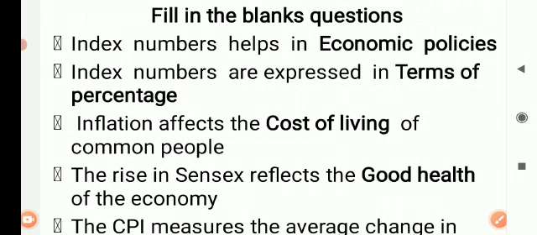Index numbers help in economic policies. It means index numbers help to make economic policies, to prepare the economic policy of the government. Index numbers help a lot. Without the help of index numbers, no government in the world is able to prepare its own economic policies.